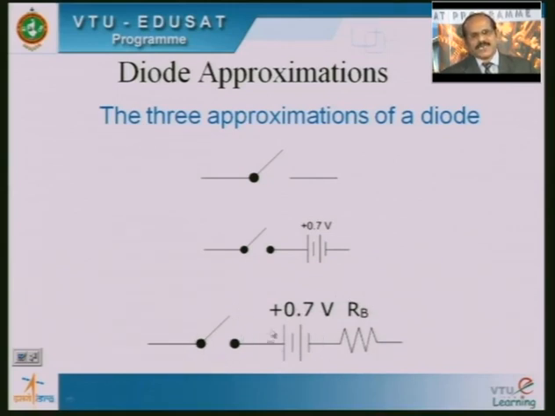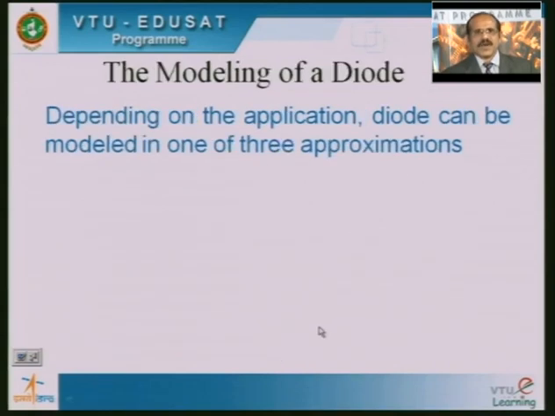Once again, whenever the diode is forward biased in the third approximation, it is represented by a closed switch in series with the 0.7 volt barrier potential, represented by a battery in series with RB. If the diode is reverse biased, it is represented by an open switch in series with 0.7 volts, which is in turn in series with RB.